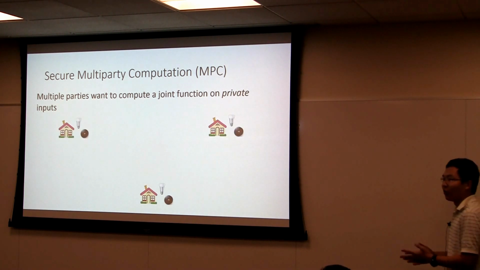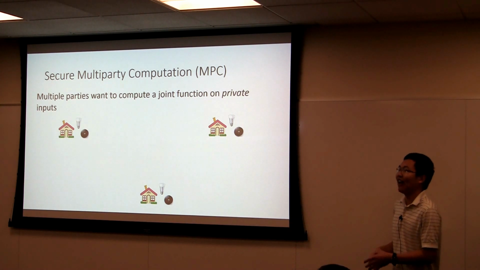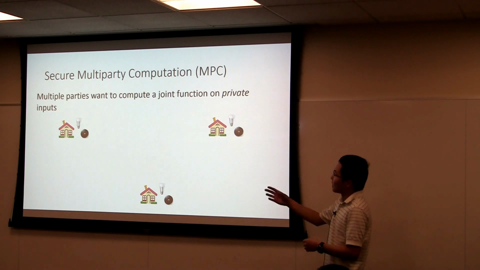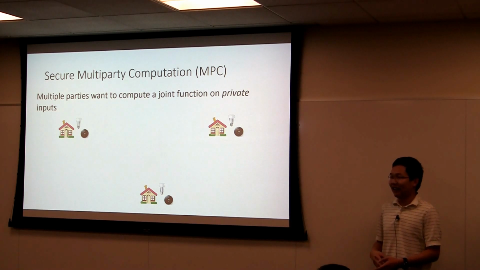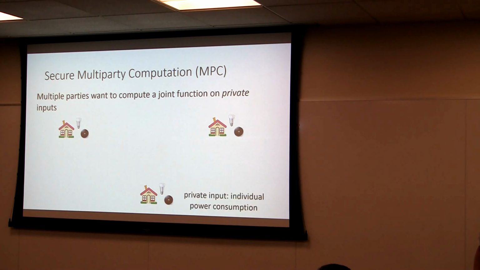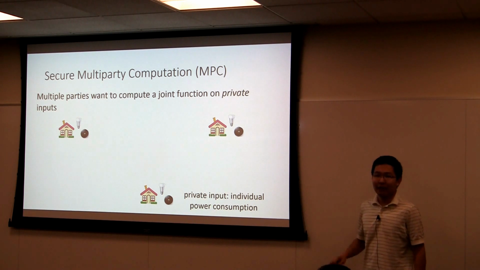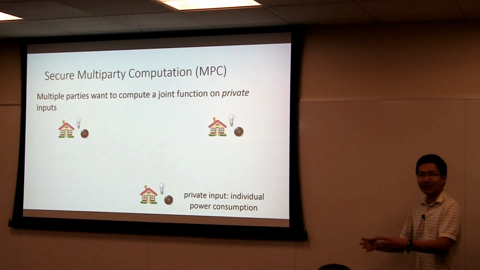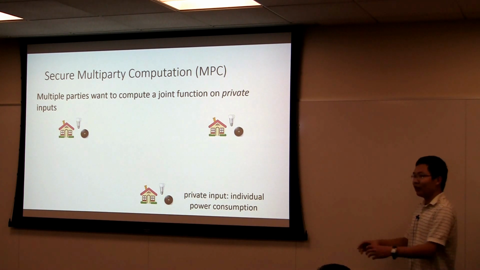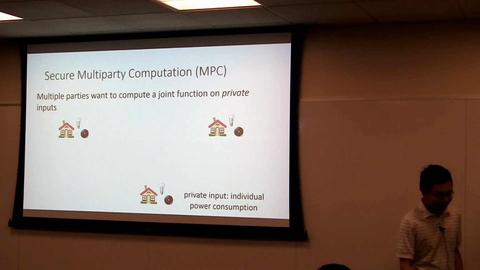Let's consider this smart home example, where we have a group of smart home owners, and they want to compute their average power consumption. And so they can see, are they using more power than average? Are they using less power than the average user? In this case, the private input would be the individual power consumption of each smart home. All of their devices measure how much power they're consuming, you aggregate that, and they will now want to compute the average over all of these things.